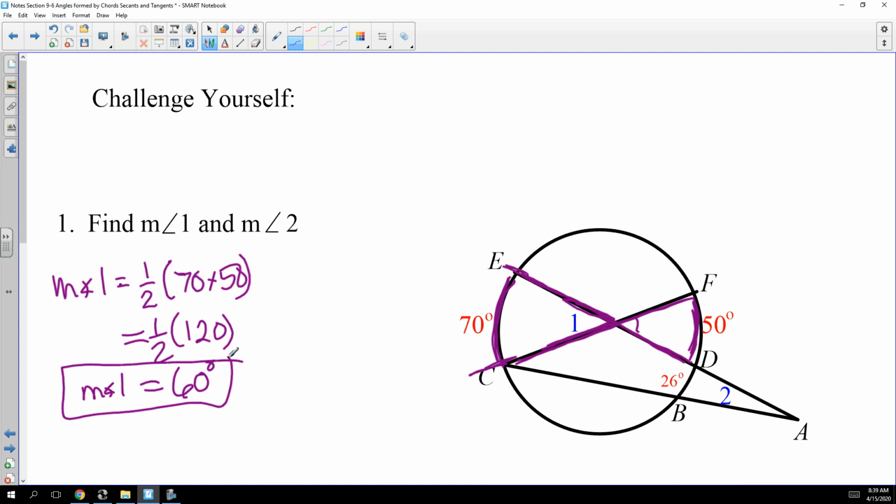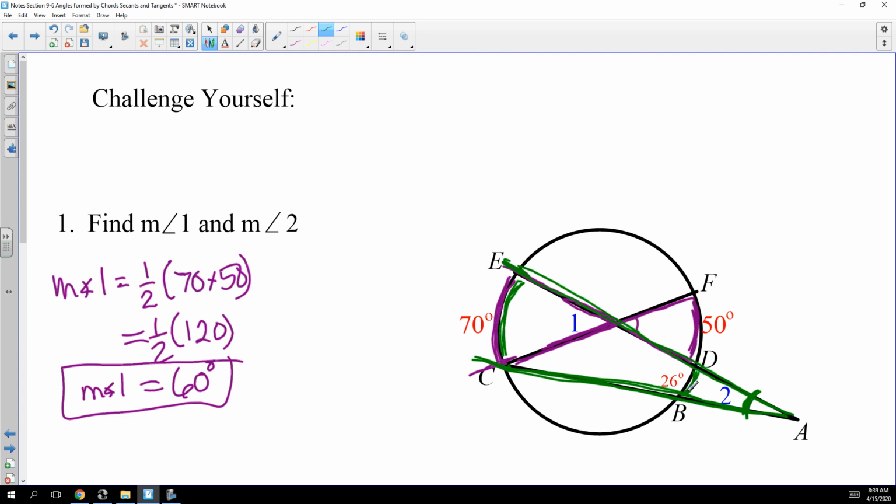Let's talk about angle 2. Angle 2 is an angle formed outside the circle. It looks like two secants. Chord EA is a secant, chord CA is a secant, and angle 2 formed outside the circle is half the difference of the intercepted arcs. Remember, it's half the difference of the intercepted arcs. So where are those intercepted arcs? Those would be arc EC and arc DB.